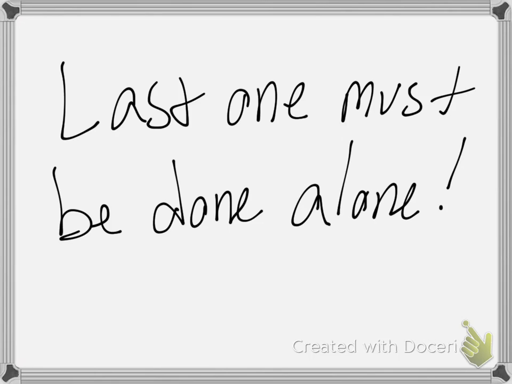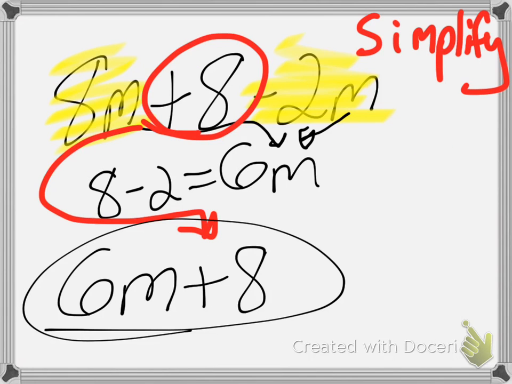Now, the last one is an independent problem. You must do it alone. This was a very generous homework assignment because it's only 5 questions, and if you watch the video, you get the first 4 done for you. So, hopefully, watching this video, you're able to identify the like terms and then complete the operation afterwards to simplify your answer. Just remember, you have to first, more than anything else, identify your like terms, like I have 8m and negative 2m over here.